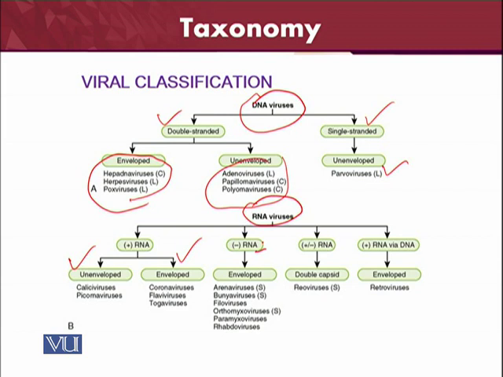Then the positive sense or negative sense RNA viruses will again be classified by the presence of the capsid. It contains the double capsid, and the example is the reoviruses. Then the positive RNA via DNA, just like the double-stranded enveloped viruses. An example of this virus is the retroviruses.